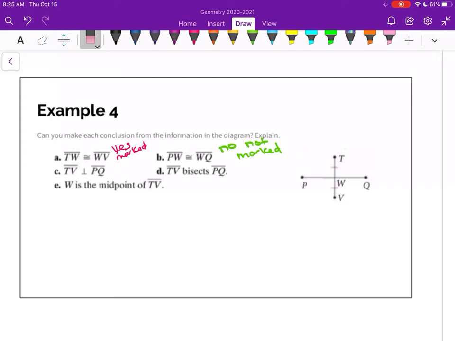Okay, so you see the difference? We have a little tick mark between T, W, and V, but we don't have the tick marks between PW and WQ, even though it looks like it's congruent. And if I got out a ruler, they probably are, but if they're not marked, you can't assume that.